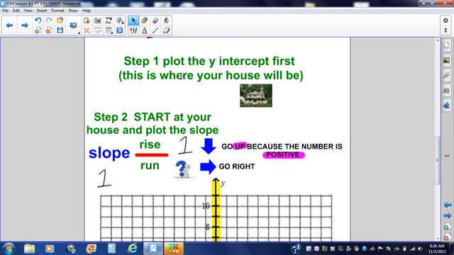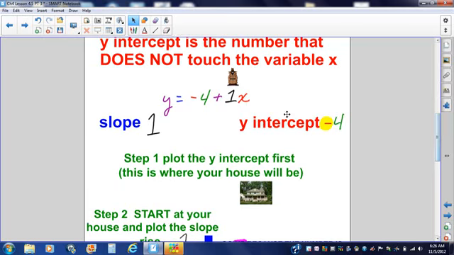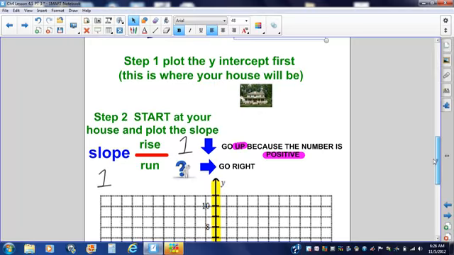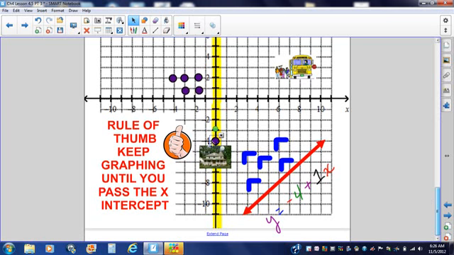We said before, step 1, plot the y-intercept first. So I'm going to go to negative 4 on the y-axis. Remember, if you go to negative 4 here, epic fail, just like the Titans yesterday. Da Bears! This is the x-axis. We want the y-axis.